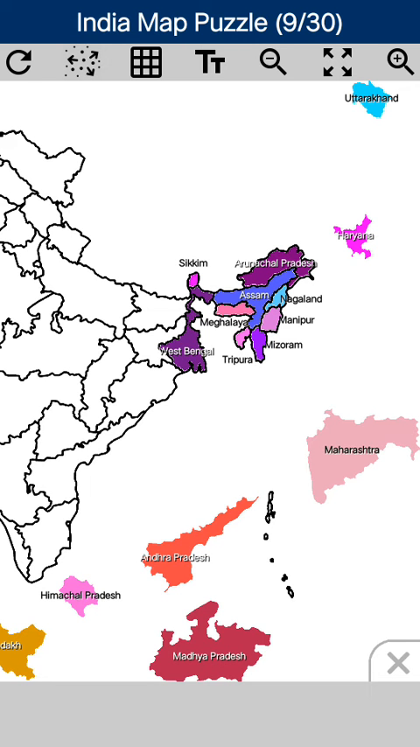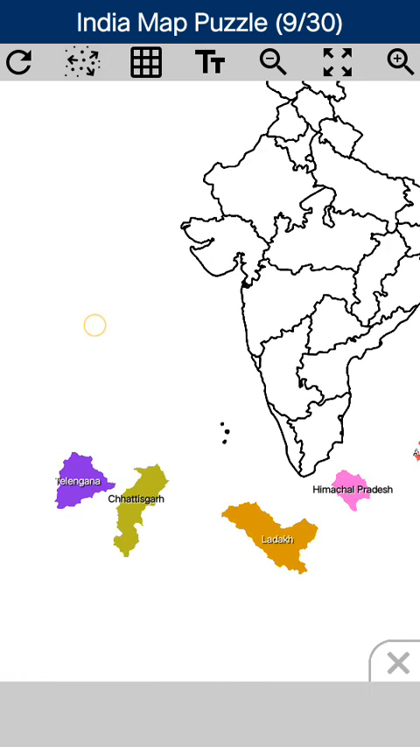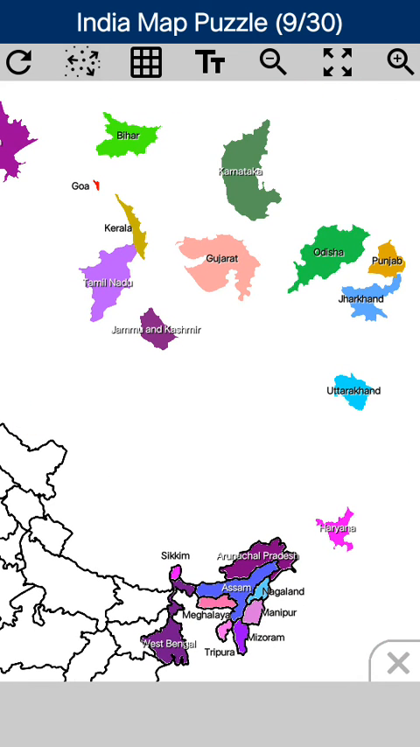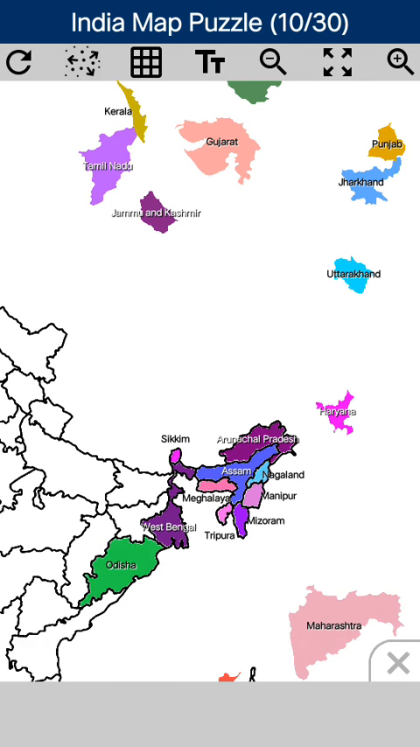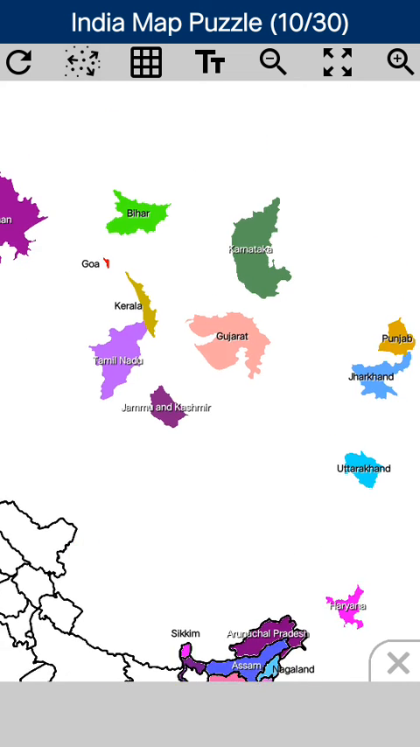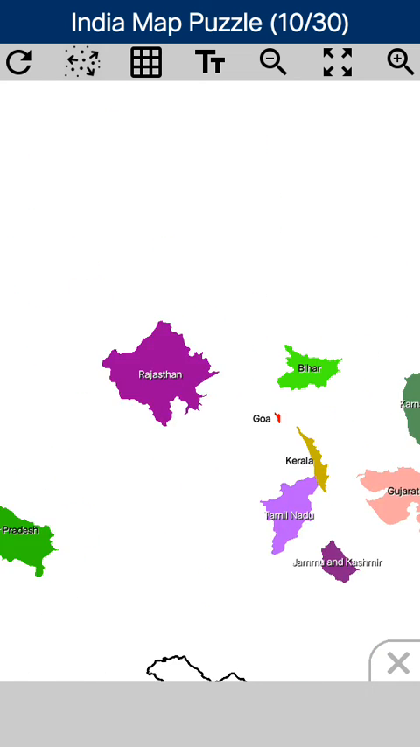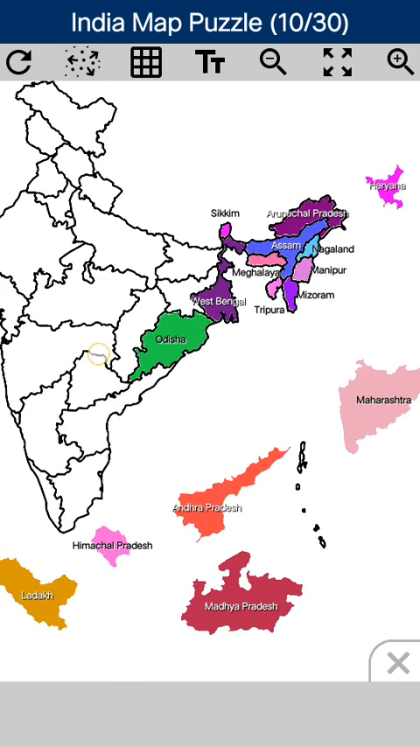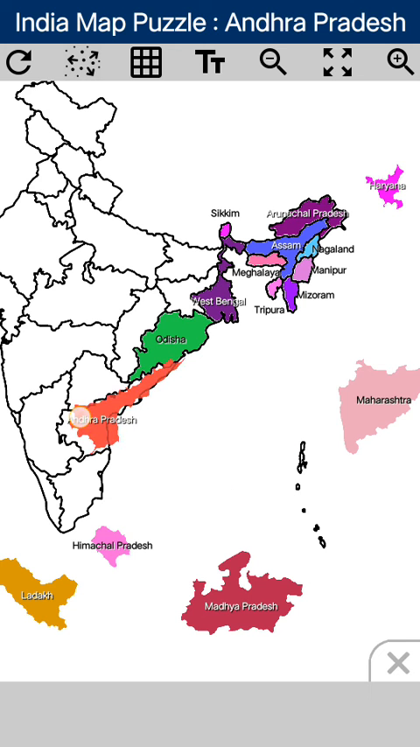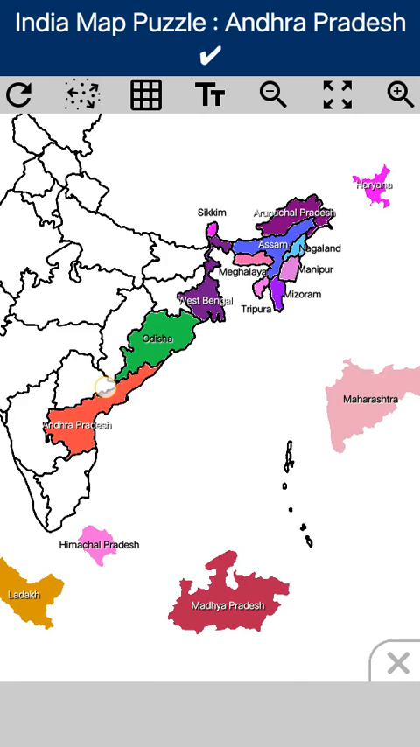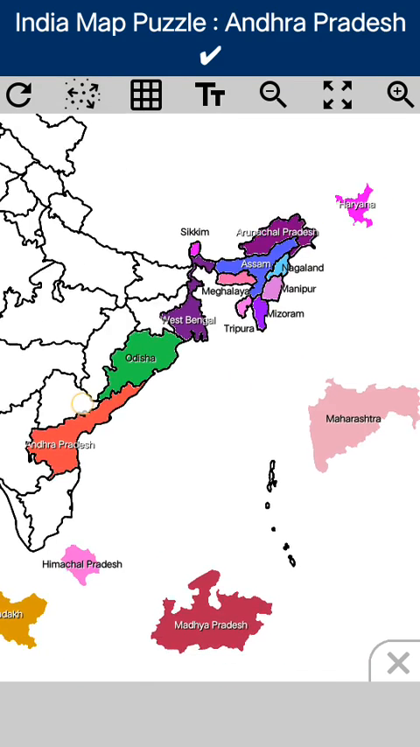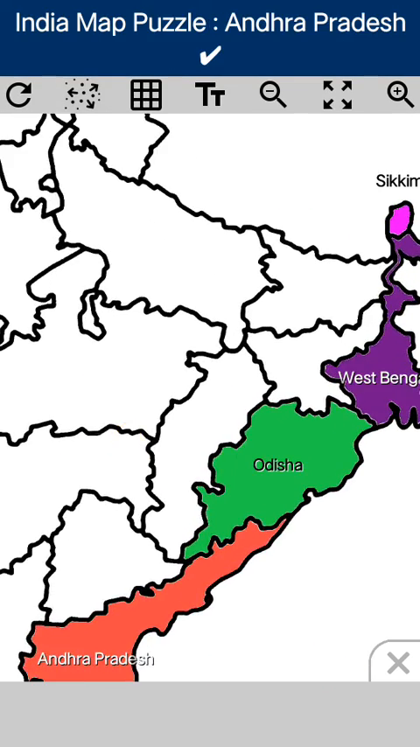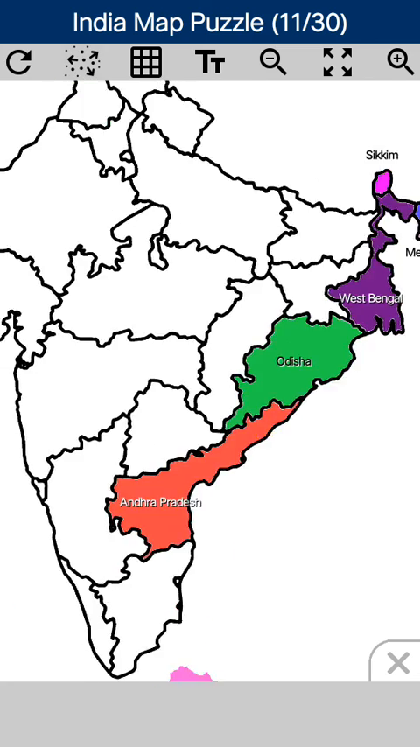Then we have our Odisha. That is O. We'll go with this and it's full. Then we have A, that is your Andhra Pradesh. Alright. Where is our Andhra Pradesh? Alright, this is Andhra Pradesh. And this is not only Andhra Pradesh. This whole part, which is from Odisha. I'm just clicking it so you can clearly see. Yes. Where was I talking? Okay.